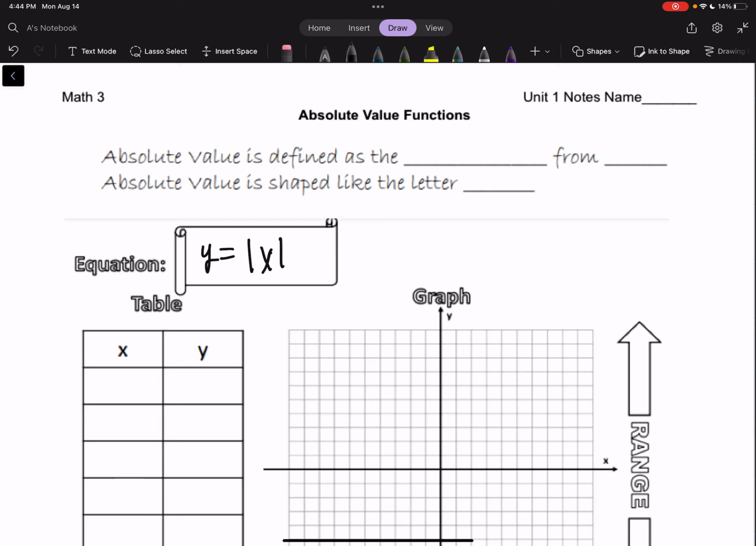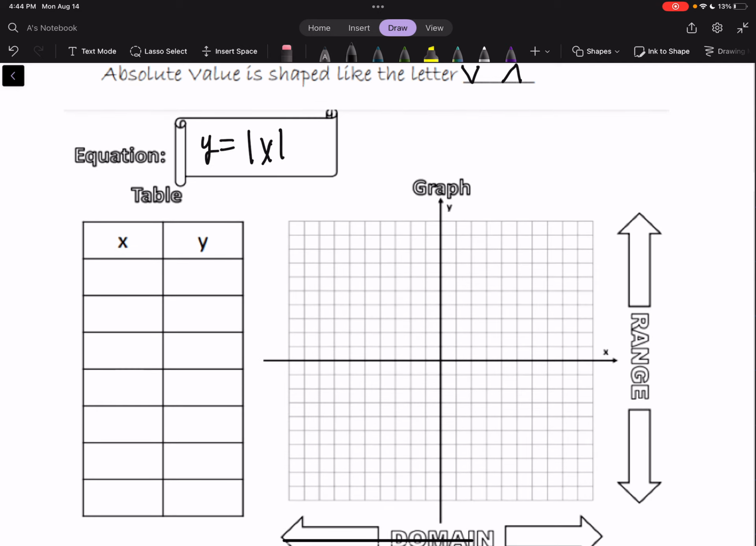Today is going to be a quick lesson on the absolute value functions. So the absolute value function, or the absolute value, is defined as the distance from 0. And it's going to be shaped like the letter V, and it can also be flipped upside down, okay? All right. Our equation for absolute value is y is equal to the absolute value of x. This is also known as the parent function.